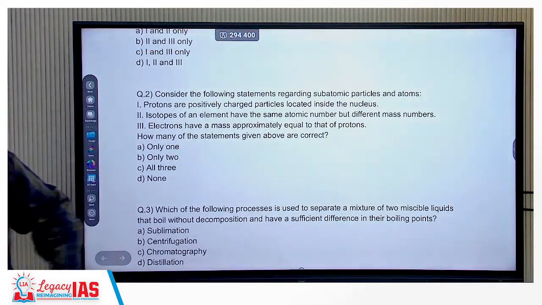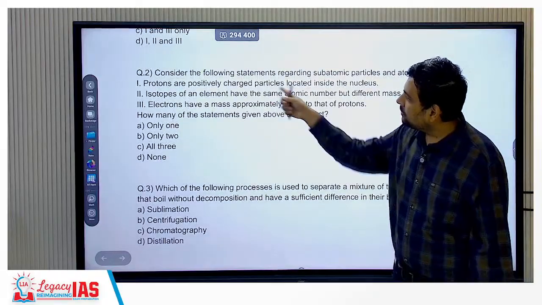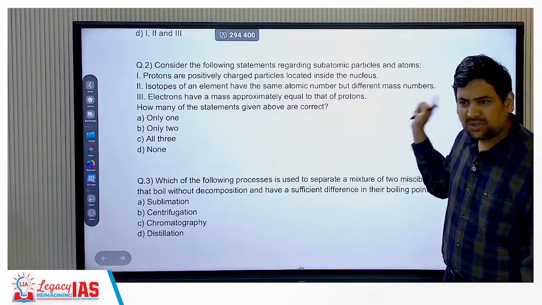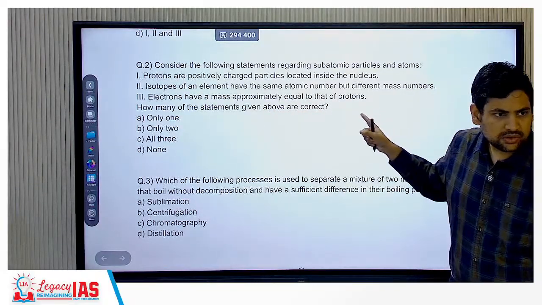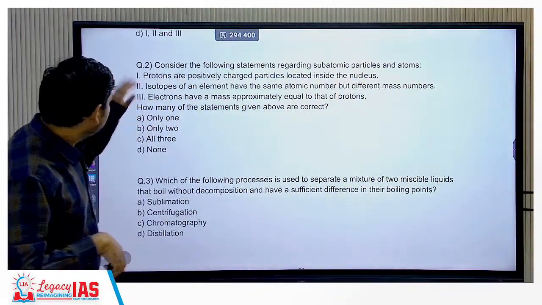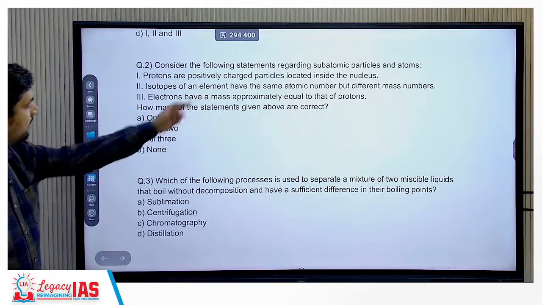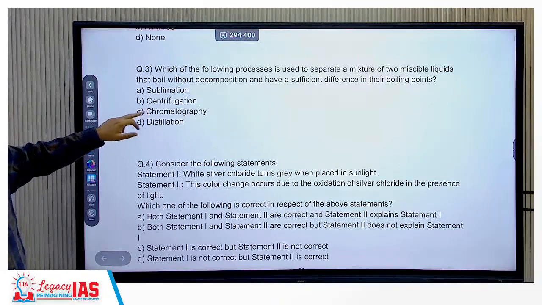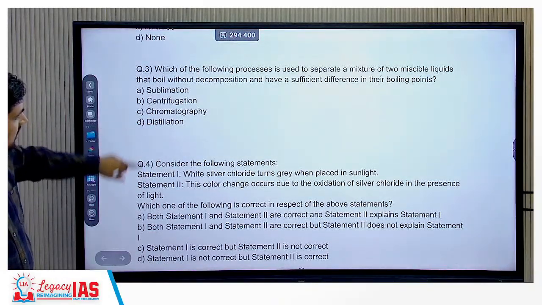Okay, consider the following statements regarding subatomic particles and atoms. Protons, positively charged particle located in, correct. Isotopes of an element, same atomic number, different atomic mass. Electrons have a mass approximately equal to that of protons. Wrong. This is 1840 times less. Answer becomes 1 and 2. That is only 2. B is the answer. Then next, which of the following processes is used to separate a mixture of two miscible liquids? Correct. Distillation, fractional distillation, whatever.